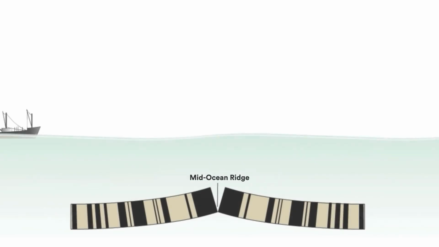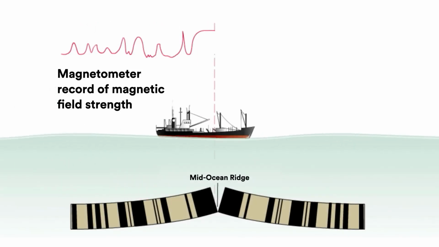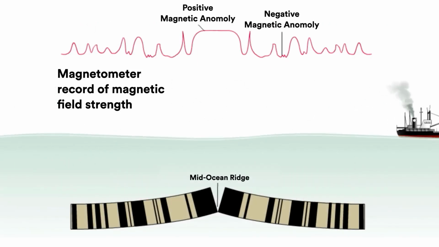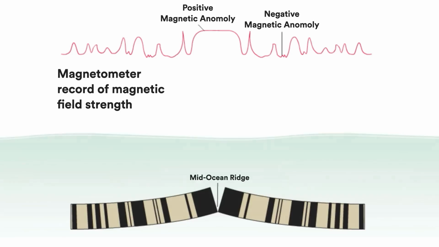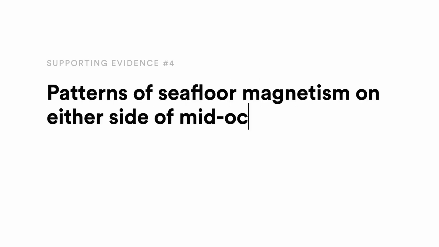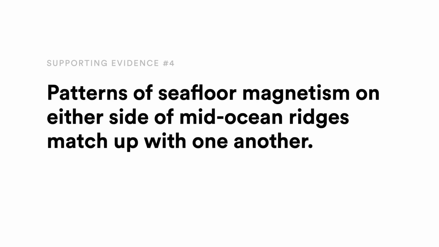If we were to come back over this area with a boat and measure it, what we would see is that the pattern of magnetism matches up perfectly on either side of the ridge. Where we see positive magnetism on the left side, it aligns with a similar band on the opposite side. And the only possible way that this pattern could exist is if the seafloor is spreading. And so this becomes supporting evidence number 4. Patterns of seafloor magnetism on either side of a mid-ocean ridge match up with one another.